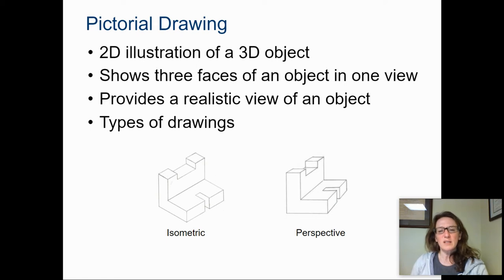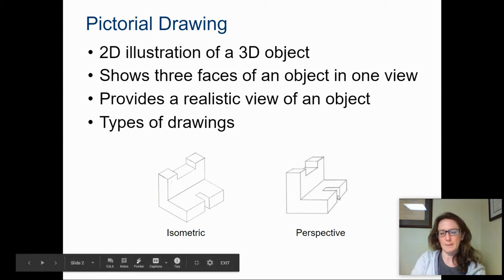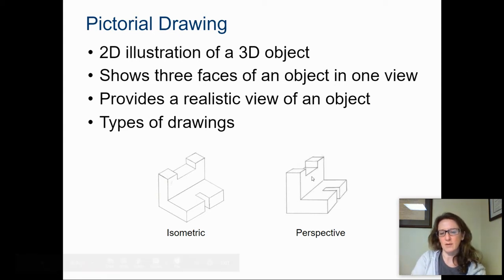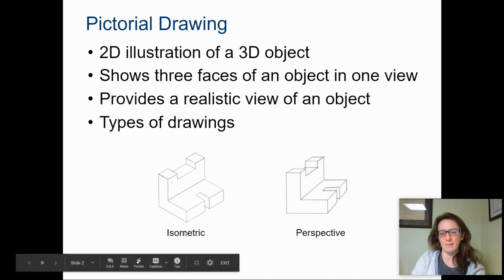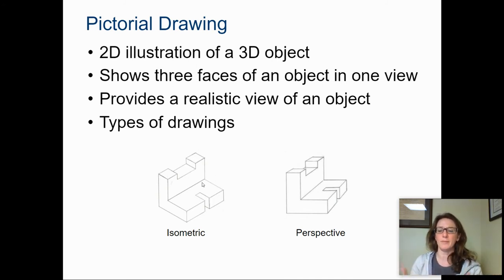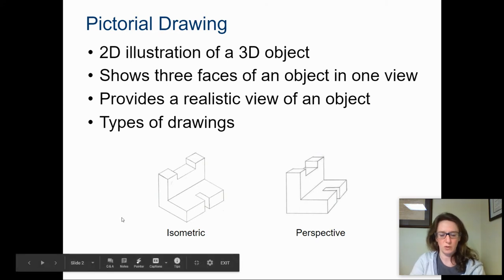It provides a realistic view of an object where you can see three different faces of the object at one time. You can see the front of the object, the side of the object here, and the top of the object. Same thing with the isometric view. On one piece of paper, you can see all three sides of an object. You can't see the back and the other side and the bottom, but that's pretty good for a two-dimensional piece of paper.